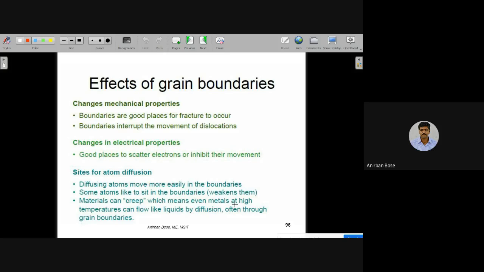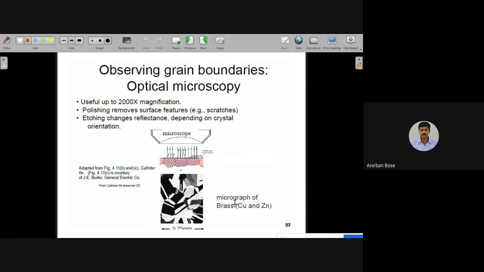So if dislocations cannot get out of the crystal, you know that plastic deformation will not take place. If dislocations are interrupted, you need some extra energy, extra force to move the dislocations against this grain boundary interruption. That means the material is stronger. So the more grain boundaries there are, the stronger and harder the material is. We'll discuss all this relationship afterwards.